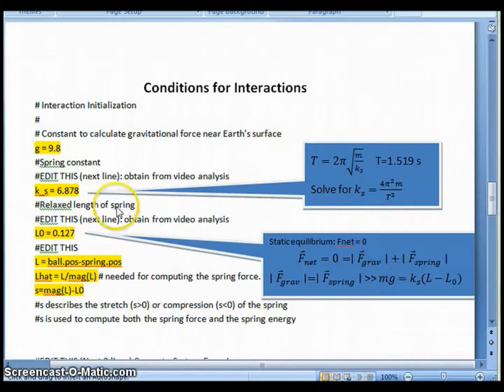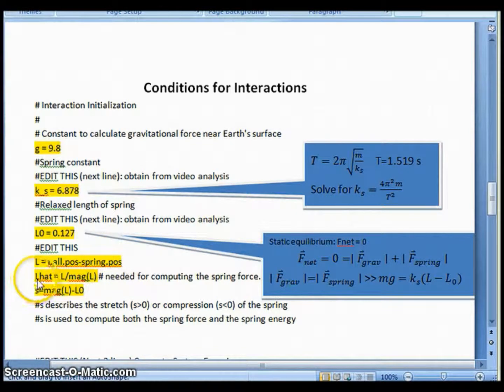To find the length of the relaxed spring, we can set the magnitudes of the force of gravity and the force of the spring equal to each other, since we know that these both add up to 0 when F net is 0 at static equilibrium. If we set the calculations of each force's magnitude equal to each other, we can then solve for L0, which gives us 0.127 meters.